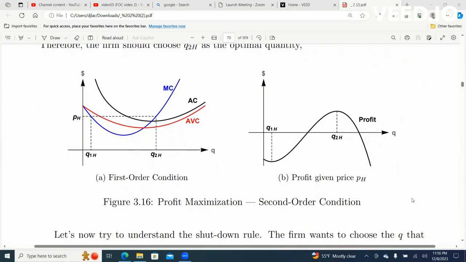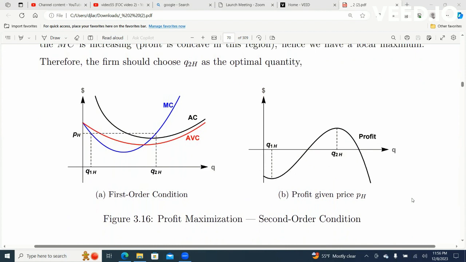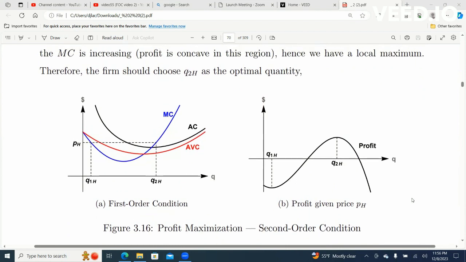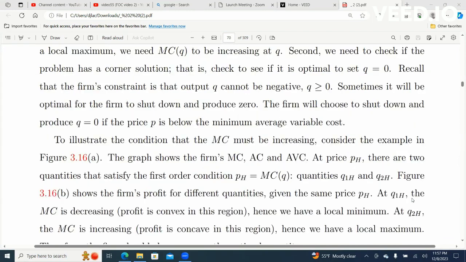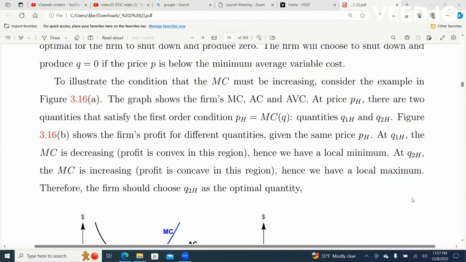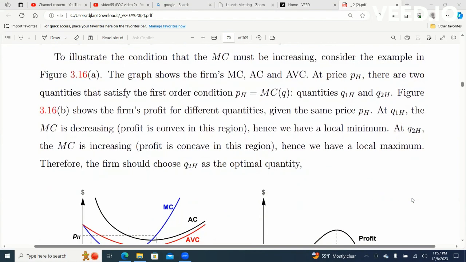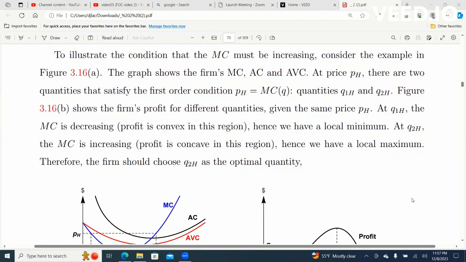To illustrate the condition that the marginal cost must be increasing, consider the example in figure 3.16a. It's all about interpreting these graphs. Figure 3.16, A and B. A is the first order condition. The whole thing is the second order condition. Profit given price PH.